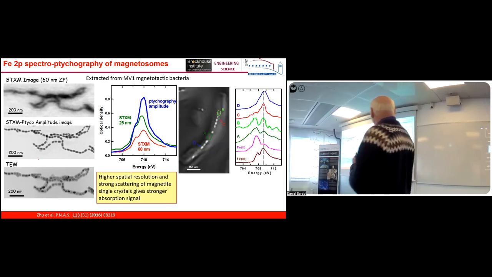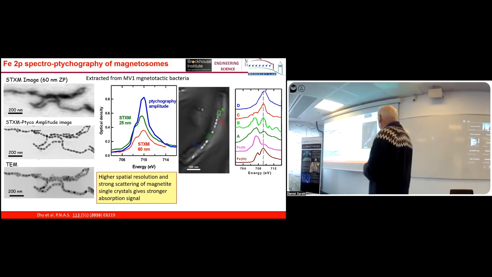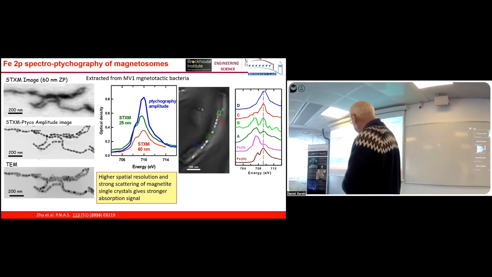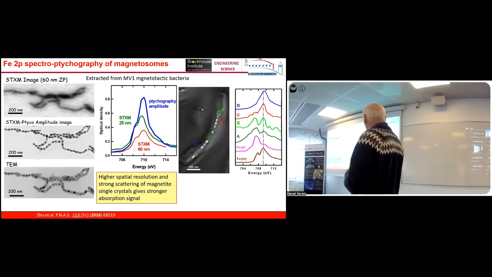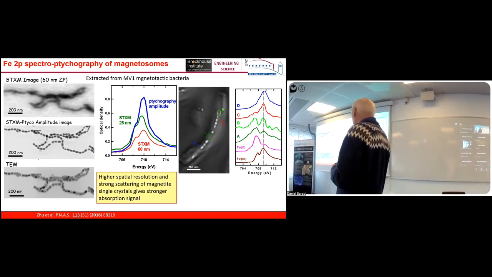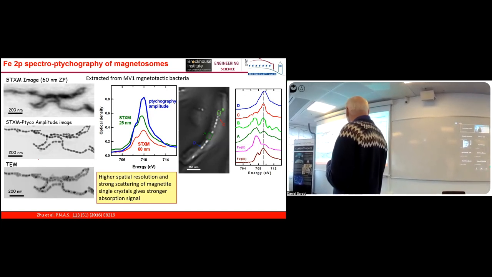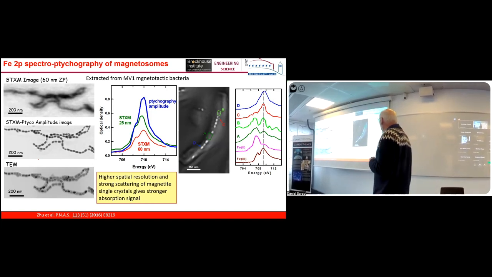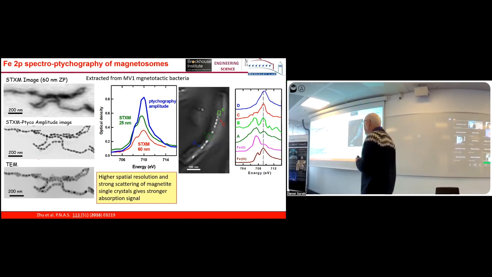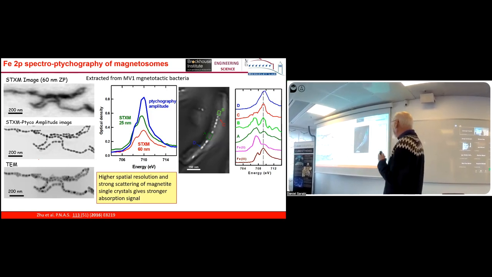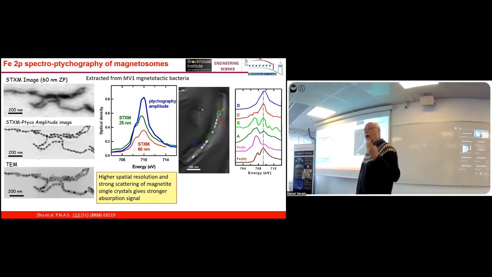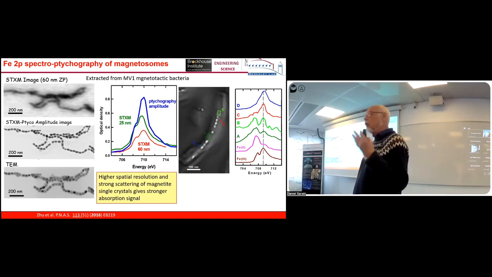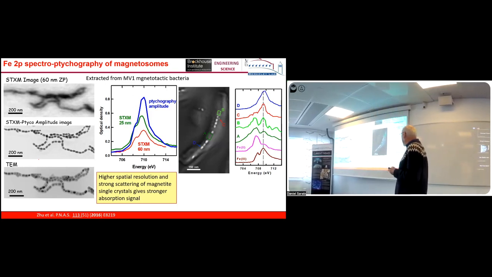Okay, and so I'm not going to have time to go into any of the details, but this was a paper we did in 2016 in NASS, just looking at one individual bacterial cell. So it's about a micron long by about a quarter to half a micron wide. And what we found fascinating was that with this improved performance, we can actually start to get insights into how an individual bacterium grows these magnetite single crystals.